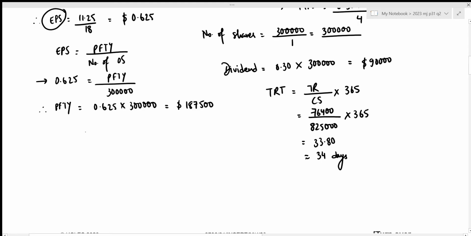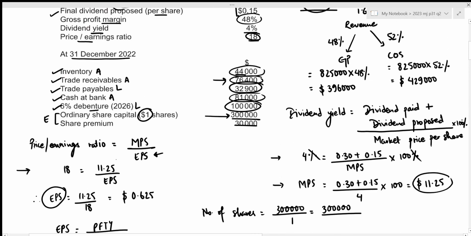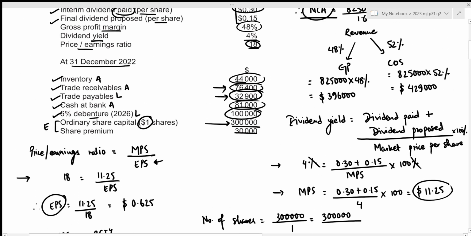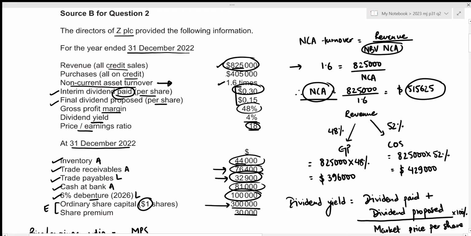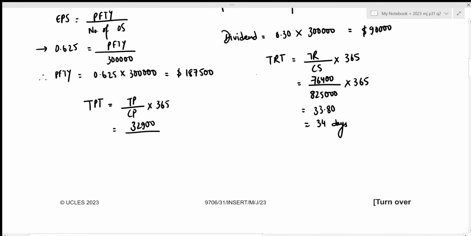Now we move towards figuring out our trade payables turnover. The formula is trade payables divided by our credit purchases times 365. Okay, we were given the value for trade payables right here, that's 32,900. Then we divide it by the credit purchases, which we were given to be 405,000. And we can just multiply it by 365. And this gives the value for trade payables turnover to be 29.65. Again, we need to round it off, so that is just going to be 30 days.